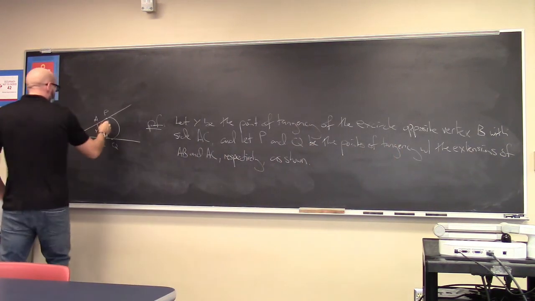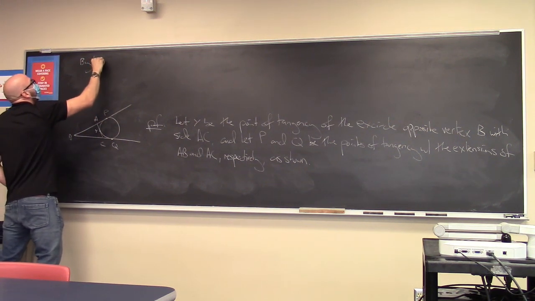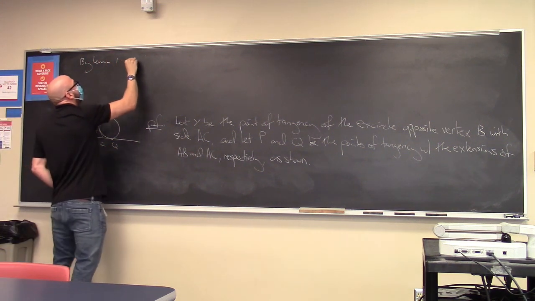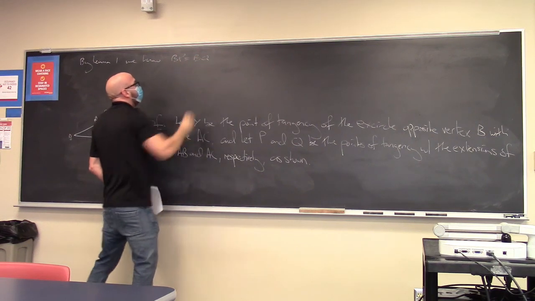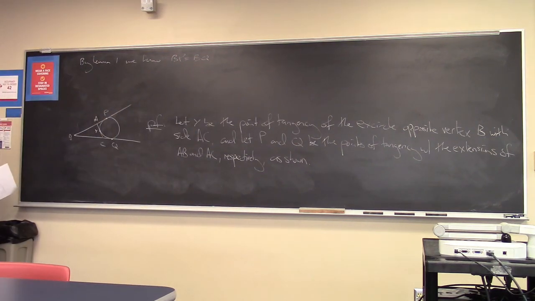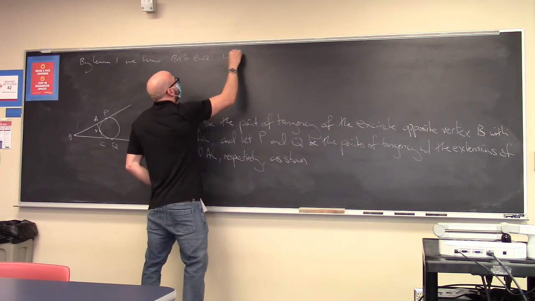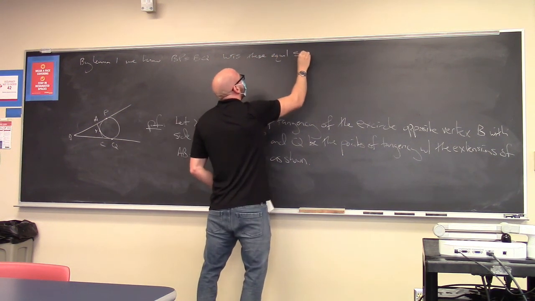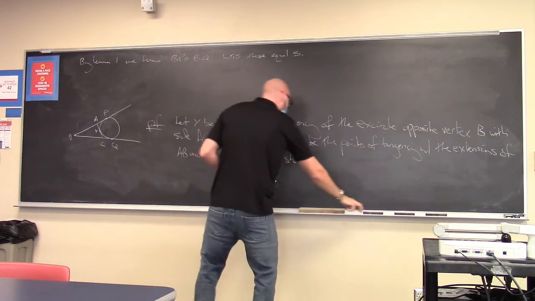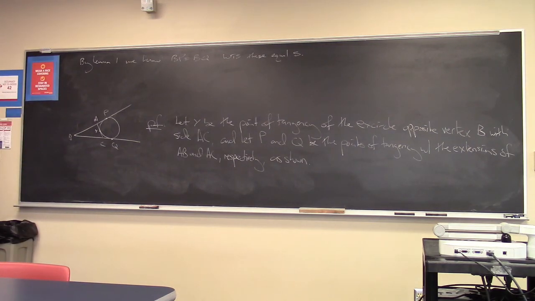So by lemma 1, we already know BP equals BQ. There are two tangents to a circle from an exterior point. What we want to show is that this equals S. I want to show these equal S. How am I going to do that?